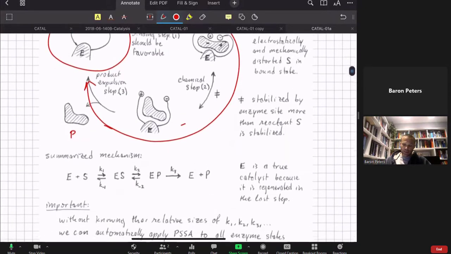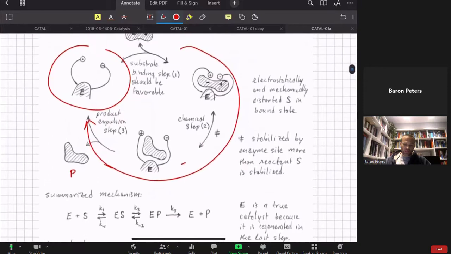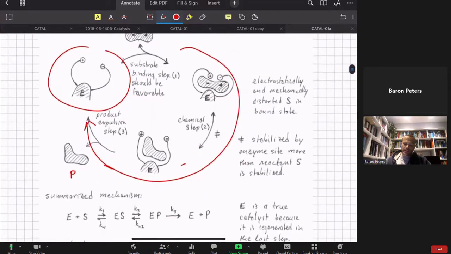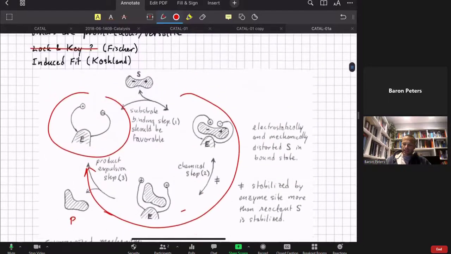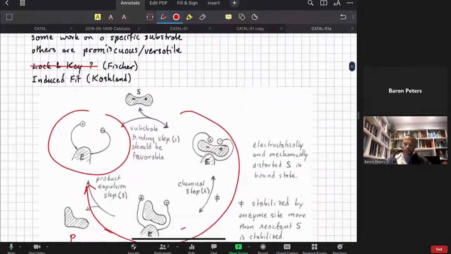A summarized version of this mechanism, and we will make lots of these, is to try and take a diagram like this and write down the elementary steps. So we have the enzyme plus the substrate. They associate to make an enzyme-substrate complex, and then the enzyme-substrate complex reacts in a chemical step to make an enzyme-product complex, and then the product gets released. The product gets released and it frees the enzyme up again. This is a true catalyst because it is regenerated in the last step. Now, let's begin to think about how we would construct rate laws for a process like this.